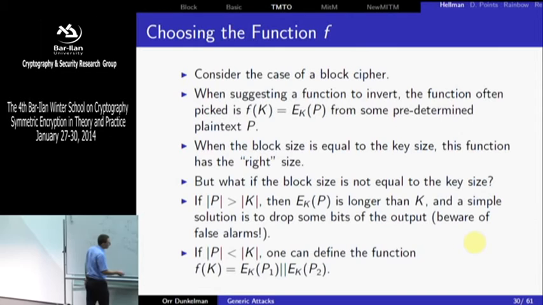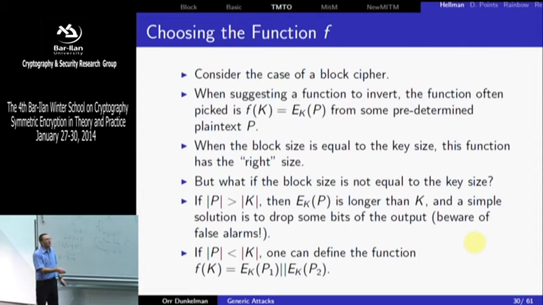And if the key length is significantly longer than the plaintext size, just concatenate the encryption of two predetermined plaintexts. You might need to reduce some bits here, but you can do that.